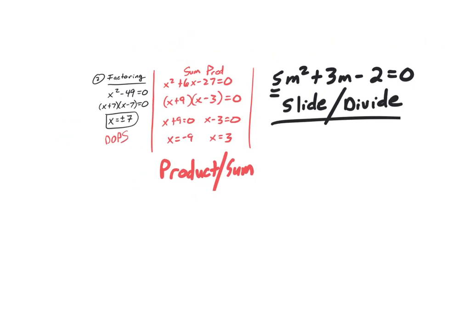Okay, so slide and divide is kind of similar to product and sum, except instead of my product being this last number, we have to multiply the first and the last number together. So my product here is going to be negative 10, and my sum is still the middle number, which is 3. But it's still kind of the same idea. We have to find two numbers that multiply to get negative 10 and add to get positive 3. What two numbers would make that work?